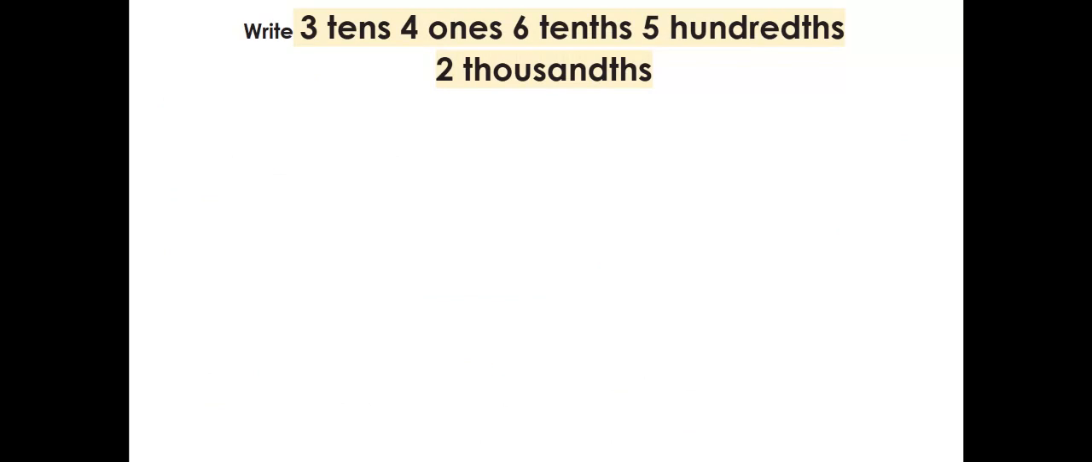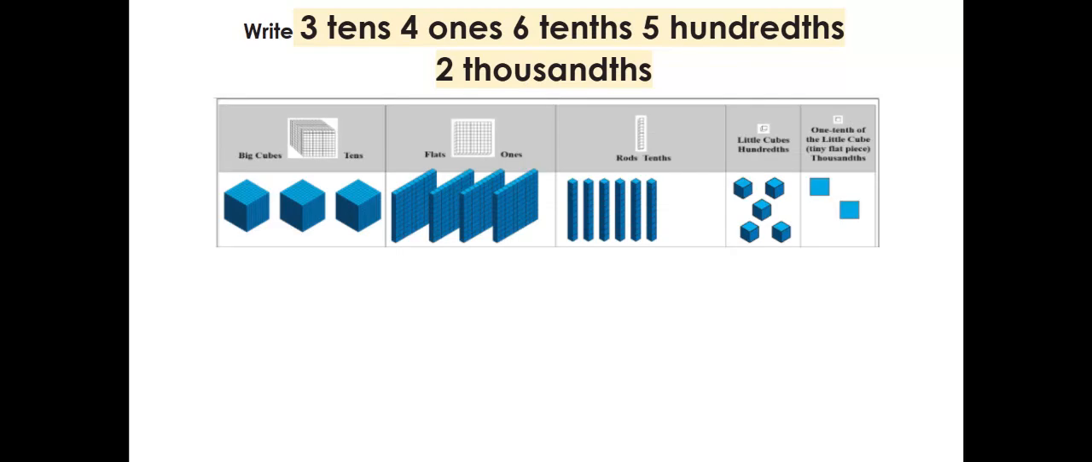So we have 3 tens, 4 ones, 6 tenths, 5 hundredths, and 2 thousandths. That's kind of what this looks like when we are building it out and showing a model representation with our blocks. And we know right now in standard form or base 10 numeral, we would write that as 34 and 652 thousandths. But let's look at the tens.